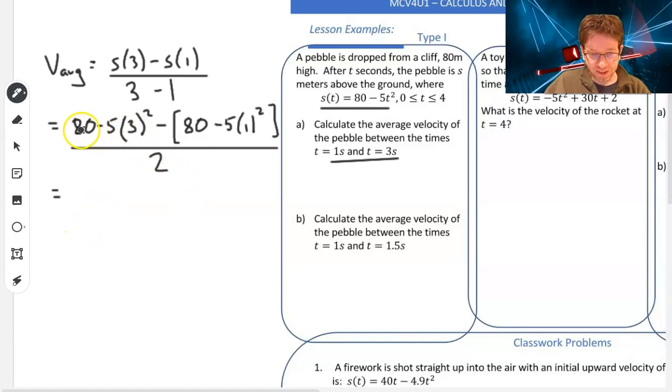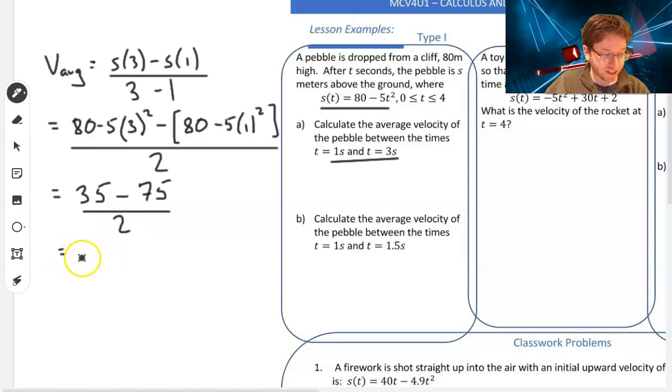Right, and you can compute these. So 80 minus 5, if you want our function at 3, would be 35. Our function at 1 would be 75, all over 2. Which gives us minus 40 over 2, or minus 20 meters per second.